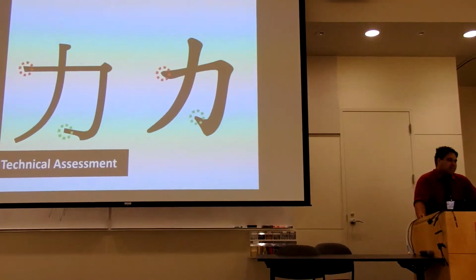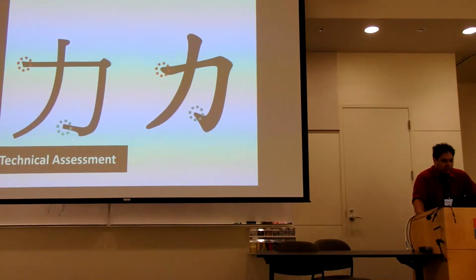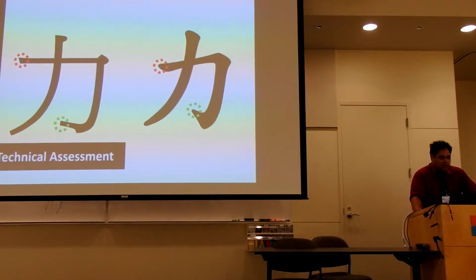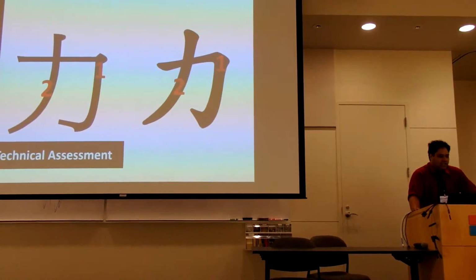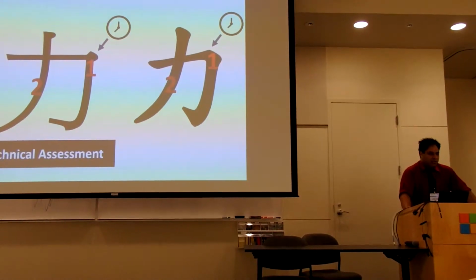And then technical assessment. Basically, we get the points, try to figure out which of the points are closest to the other points, and then we give them labels, and then we look at the timestamps of the labels. If the timestamps are similar, that means the strokes are in the correct order.